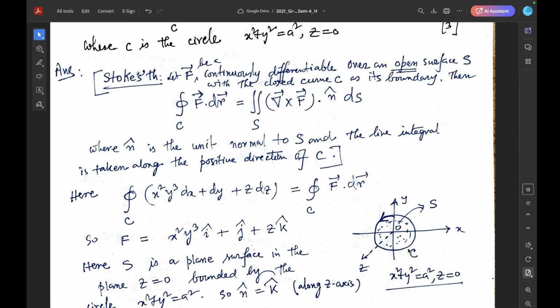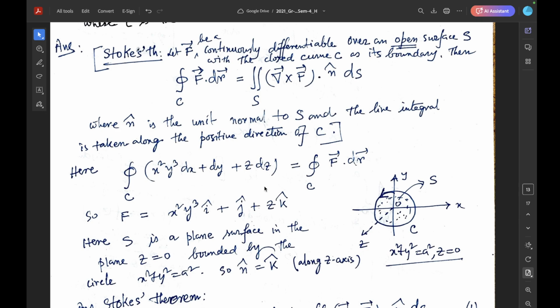So for this xy plane, x square plus y square equal to a square, z equal to 0, this is the xy plane. So this circular plate is the open surface S, and this curve C bounds the surface S. So n cap is the outer unit normal, and the positive direction is the anticlockwise direction of this integration. Here n cap is along the z direction, so n cap equal to k cap unit vector.